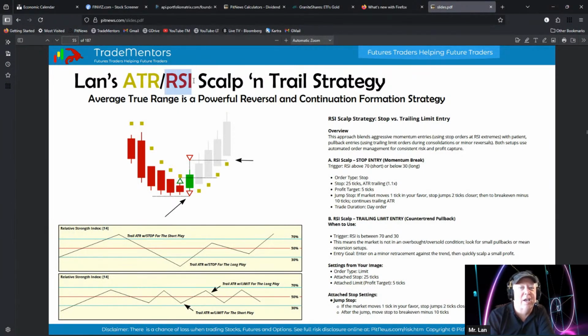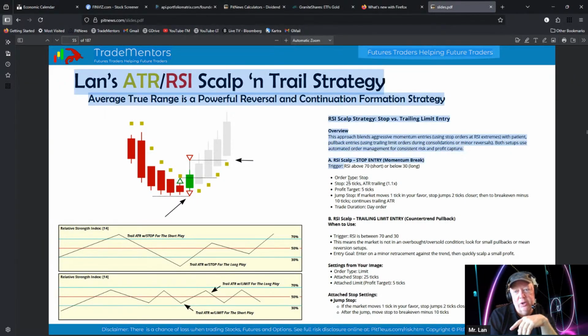I added the RSI in here, and I want you to take a look at it. This is the overbought, oversold region, and there's a little bit of instructions on here. You can go out to pitnews.com/slides and look at slide number 55. That's where I've written this whole thing out for us.